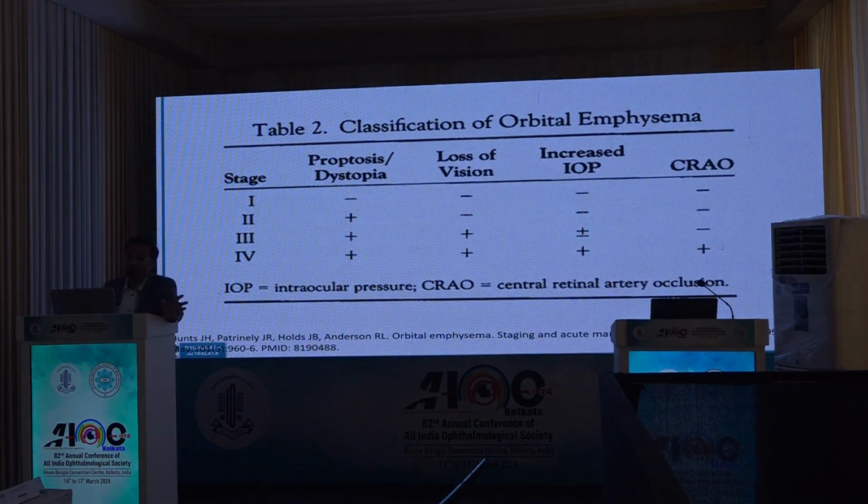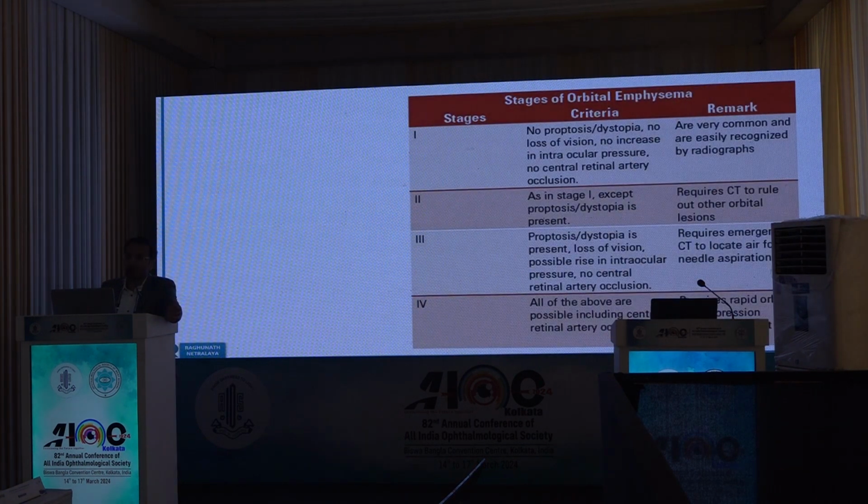This is a very old classification. Still we follow the same classification, and accordingly the management depends on how severe your orbital emphysema is. Most common treatment we do is lateral canthotomy and cantholysis, which is the easiest way. You can do it bedside as well. Sometimes orbital decompression is needed. In between treatment is needle aspiration.